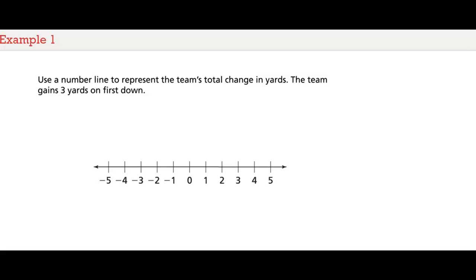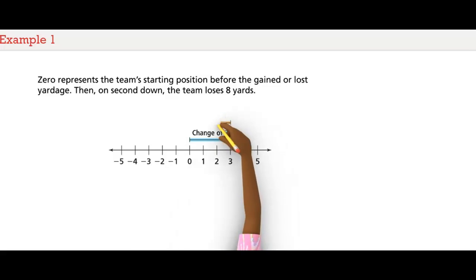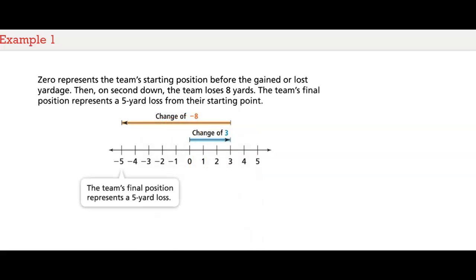You can use a number line to represent the team's total change in yards. The team gains 3 yards on first down. Why does the number line model start the first arrow at 0? Zero represents the team's starting position before the gained or lost yardage. Then, on second down, the team loses 8 yards. The team's final position represents a 5-yard loss from their starting point.